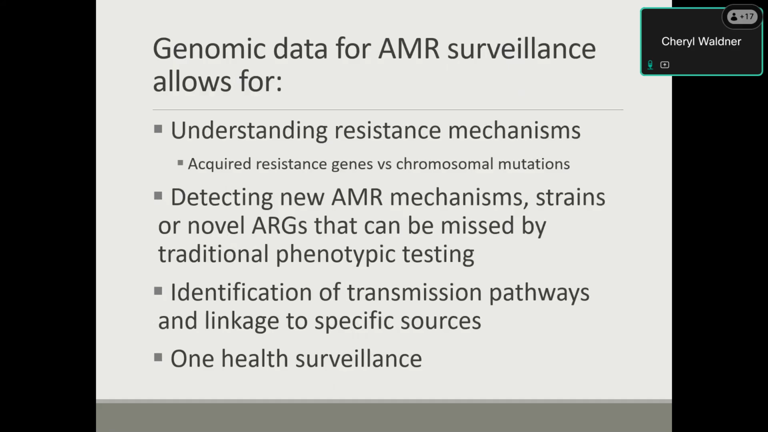But what the genomic data does is allows us to understand the resistance mechanisms behind that. So is it acquired resistance? Is it chromosomal mutations? Is it some sort of specific intrinsic resistance that might be different than something that's just chromosomally mediated?